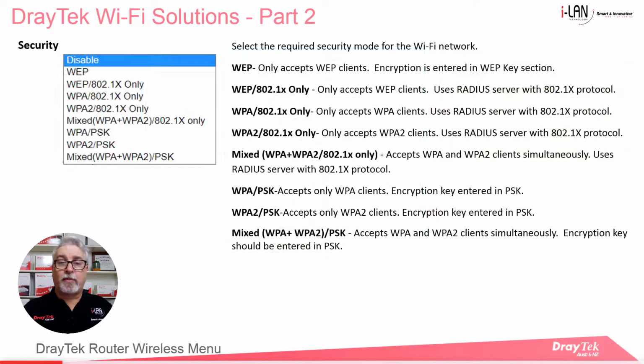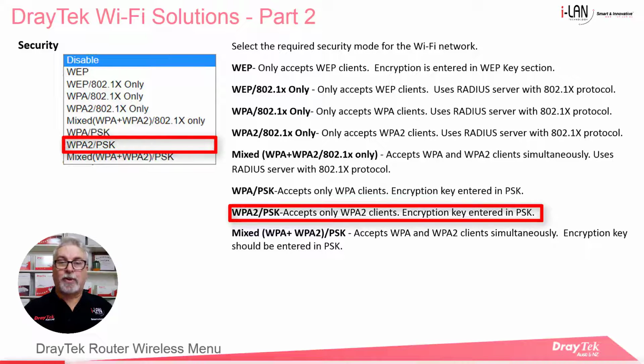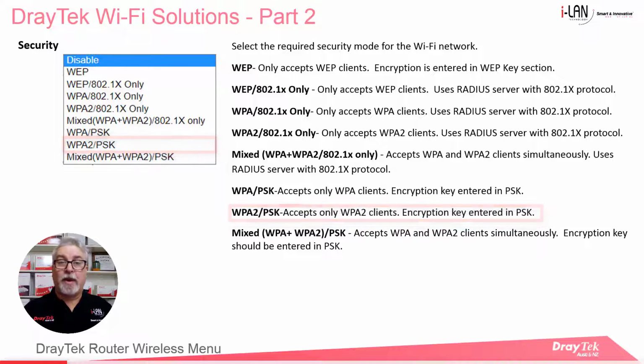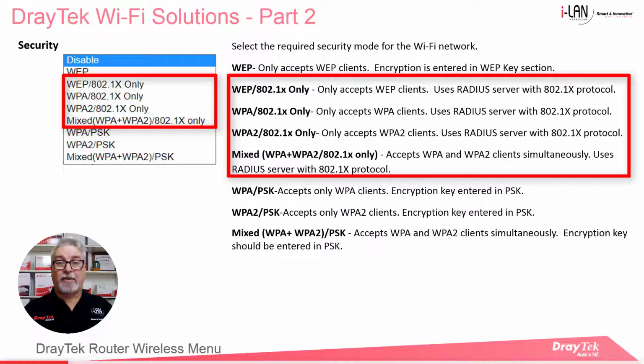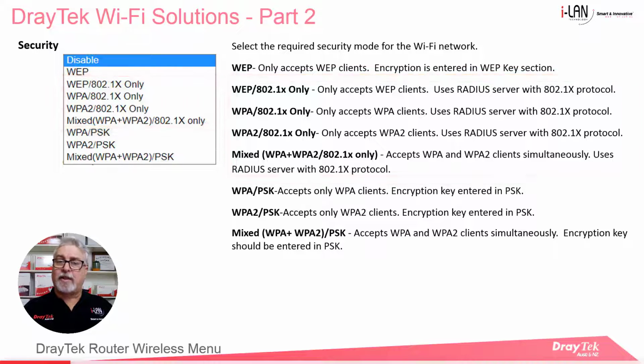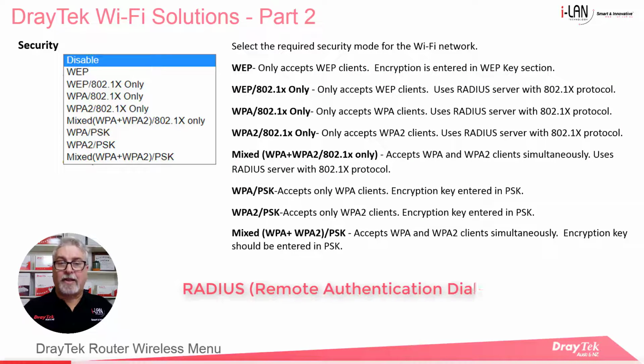There's lots of options for the pre-shared key, also known as the Wi-Fi password. The easiest to use and the most secure one for home users is WPA2 PSK, but there's other options there if you have devices that don't support WPA2. There's also 802.1x authentication options, which will require an authentication server known as a Radius server. Radius is an acronym for Remote Authentication Dial-In User Service.